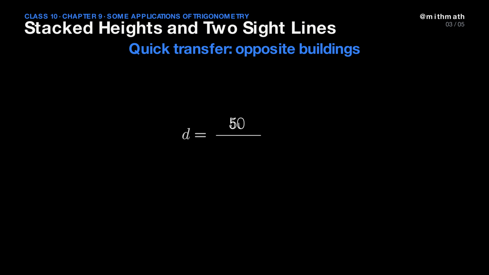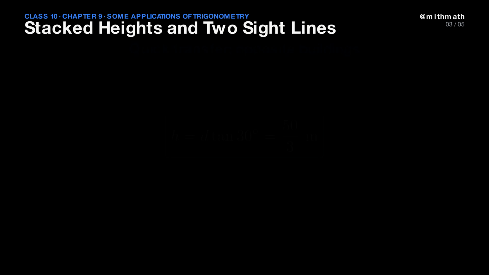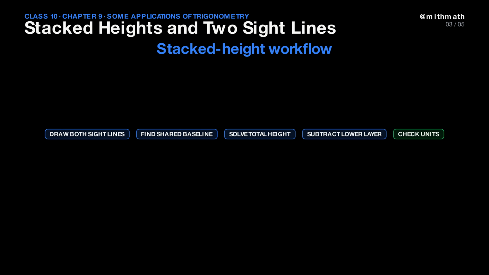If a 50-meter tower sees a building across the same gap with reciprocal elevation angles 60 and 30 degrees, the gap is 50 over √3 and the building height is 50/3 meters. Draw both triangles, solve the one containing a known height, reuse its baseline, find the total height from the upper line, and subtract the lower layer.